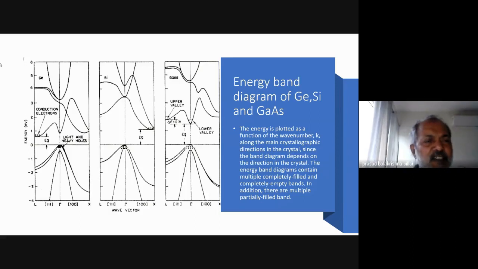So this is the actual diagram. The left hand side is visible to all of you? Yes, sir. Yes, sir.